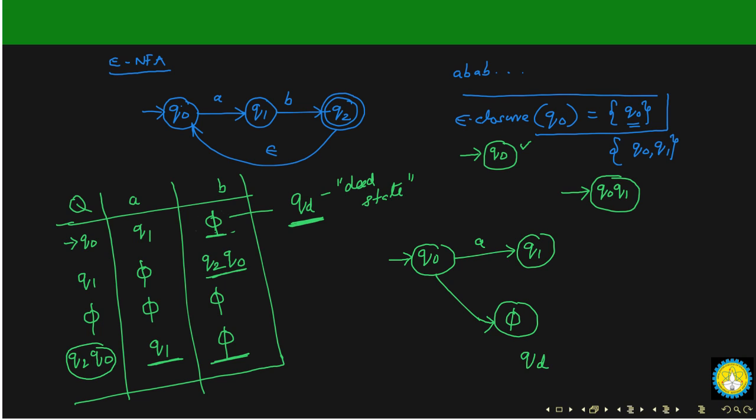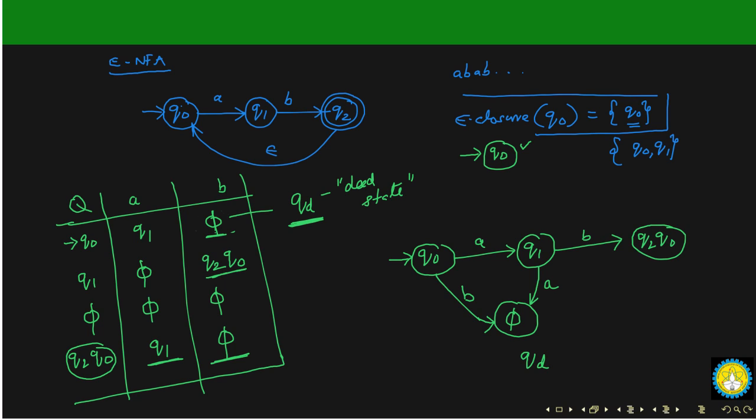Let's draw it one by one. This is the transition for B from Q0. Now we are interested in looking at the transitions from Q1. Q1 on A again goes to the dead state. Q1 on B goes to Q2 Q0. So if you get a B from Q1, you're going to Q2 Q0.